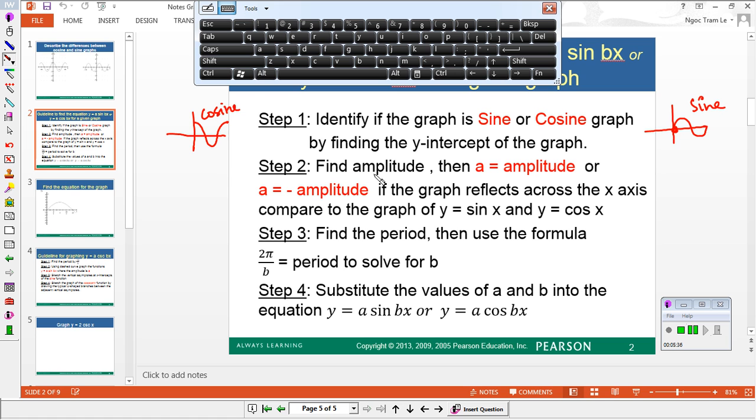Okay. Step 2, we are going to find the amplitude. Remember the formula for the amplitude is half of the maximum minus the minimum. And I make a note for you. Your a will be equal to the amplitude, or your a will be equal to negative amplitude if the graph reflects across the x-axis. So if I have a graph of cosine like this, now my a will be a negative number. So my amplitude will be positive, but when I substitute for my a, I will put the negative in front. Okay, so this is your a.